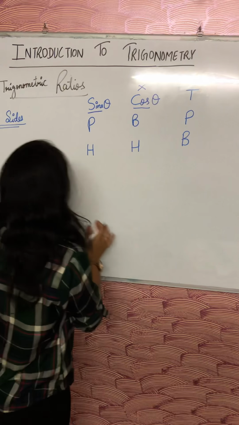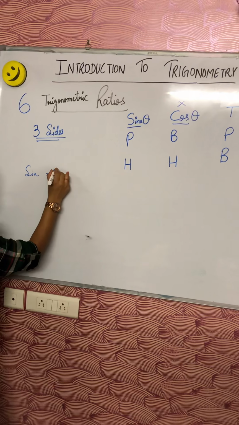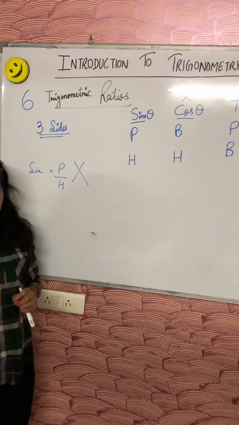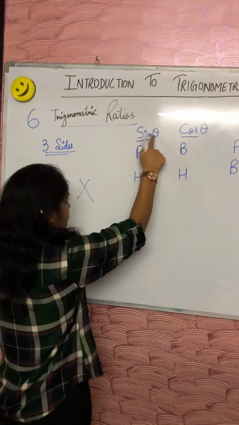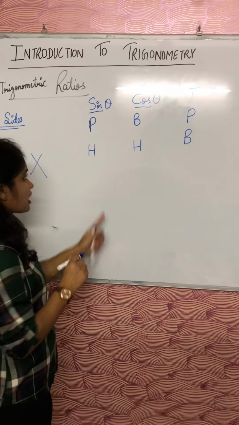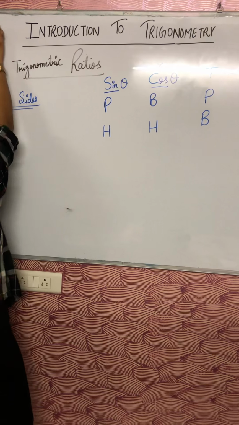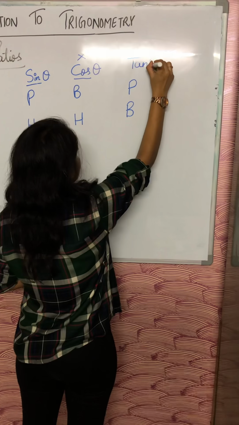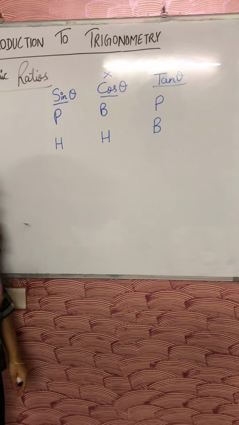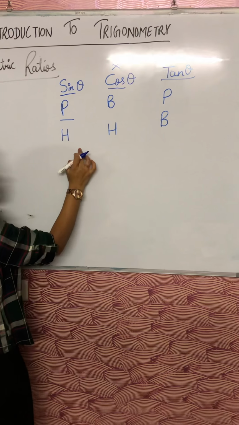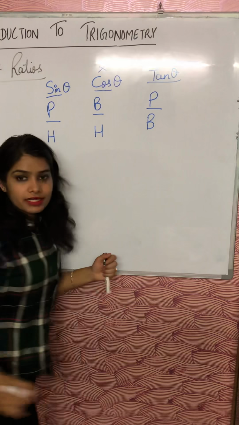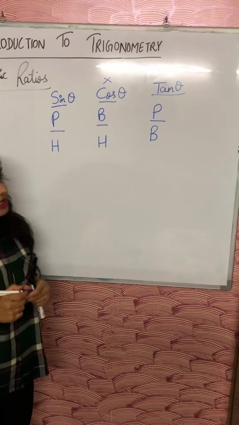This is very important. Children write like sine equals P by H. This is wrong. Okay? Okay, students, you are getting my point? So this should be sine theta. This is not sin, this is sine. And at the end we have tan theta. So we have sine theta, cos theta and tan theta, and I was talking about the ratios. So sine is what? P by H. Cos theta is what? B by H. And tan theta is what? P by B.